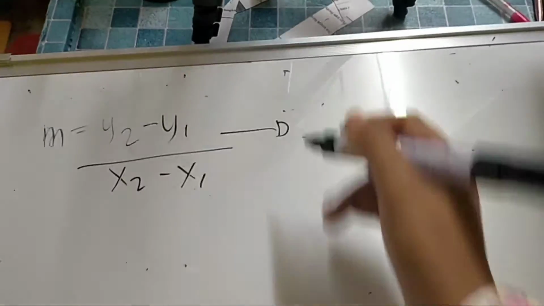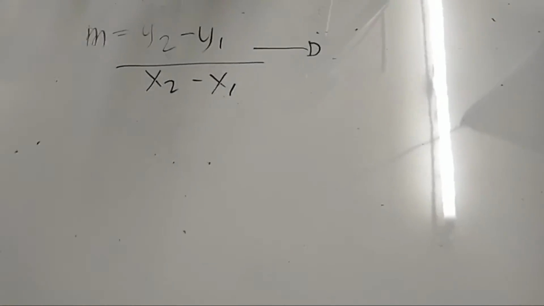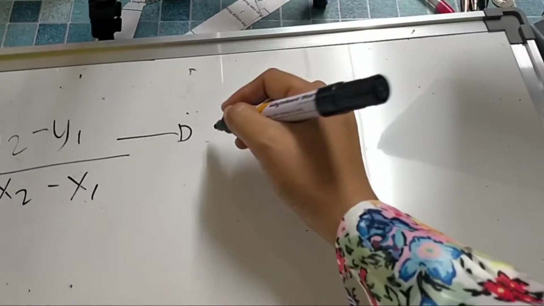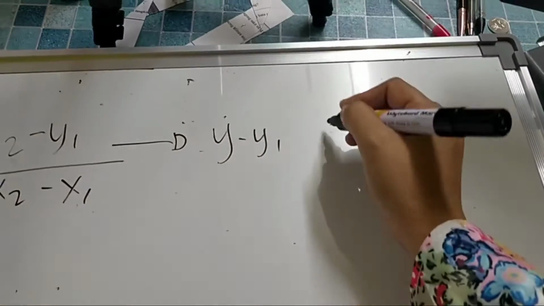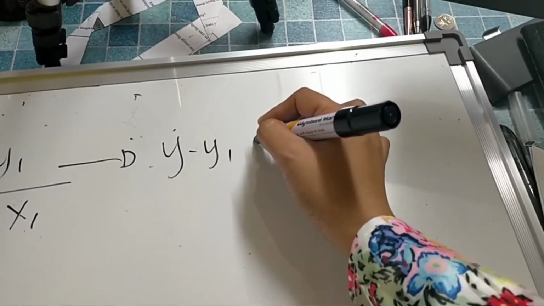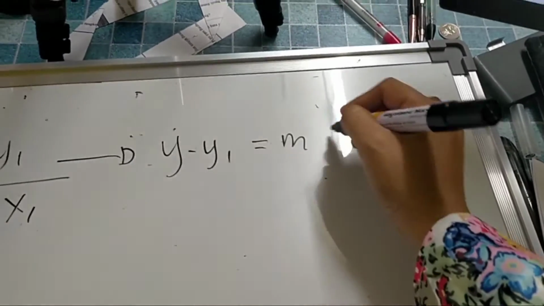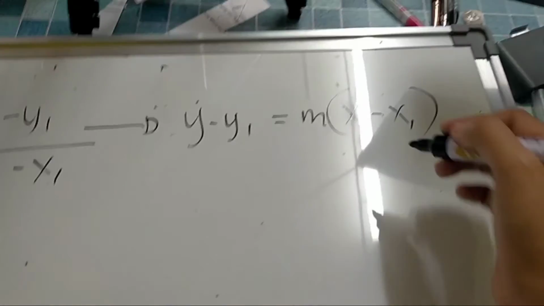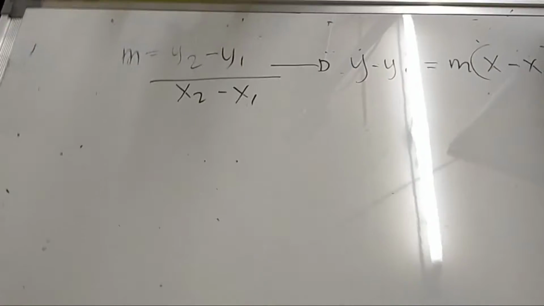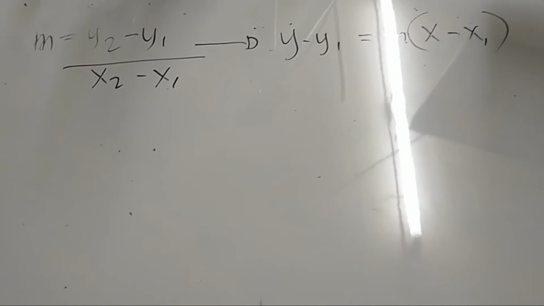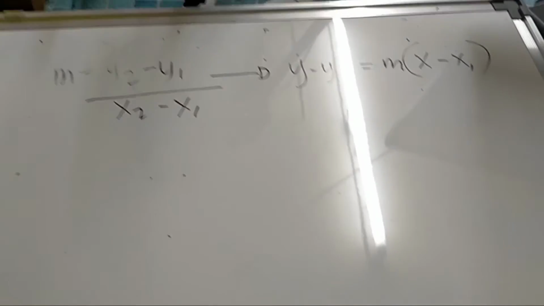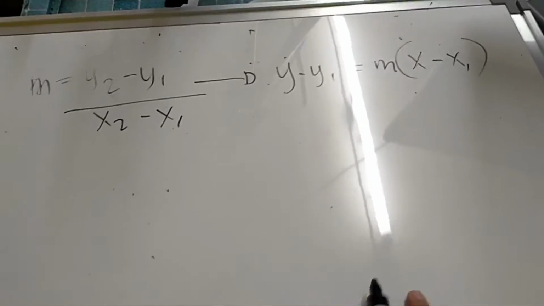After calculating the slope, we have to proceed to the point-slope form. We have y minus y sub 1 is equal to m times the quantity of x minus x sub 1. So these are the formulas to get the 2-point form. But there is a direct formula for the 2-point form. We can use it like this.